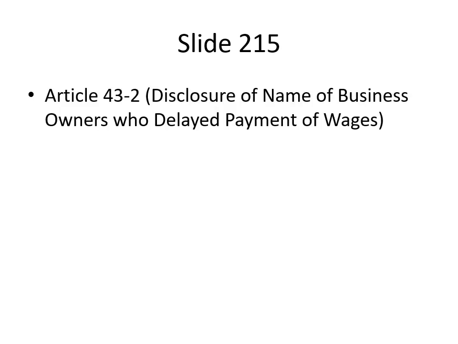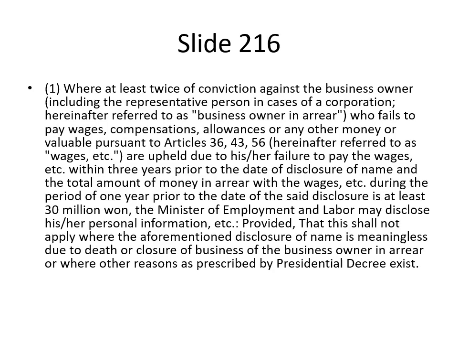Article 43-2. Disclosure of name of business owners who delayed payment of wages. 1. Where at least twice of conviction against the business owner, including the representative person in cases of a corporation, hereinafter referred to as business owner in arrear, who fails to pay wages, compensations, allowances or any other money or valuable pursuant to Articles 36, 43, 56, hereinafter referred to as wages, etc., are upheld due to his/her failure to pay the wages, etc. within 3 years prior to the date of disclosure of name and the total amount of money in arrear with the wages, etc.